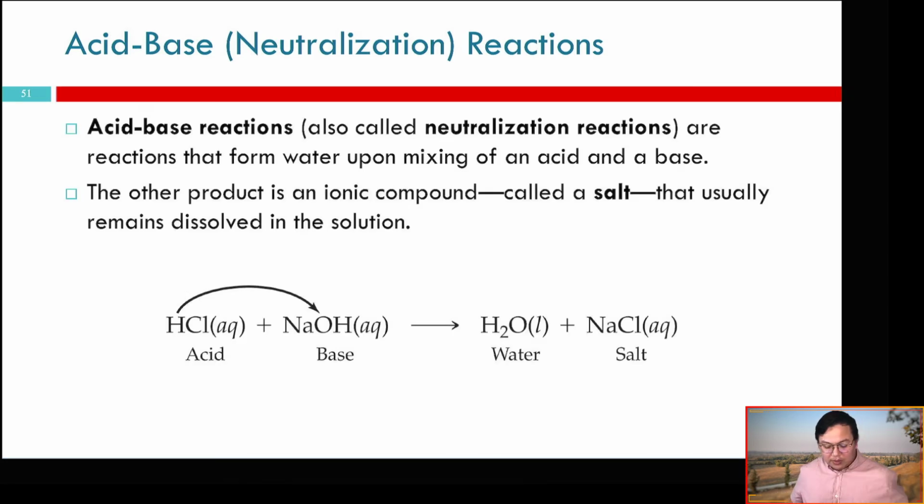In these acid-base reactions, also called neutralization reactions, we're forming water upon mixing an acid and a base. So we have our H plus and our OH minus, and those are combining to form water. The other product in these neutralization reactions is an ionic compound called a salt. In this case, it's NaCl, table salt, but it can be any ionic compound, and that usually remains dissolved in the solution.